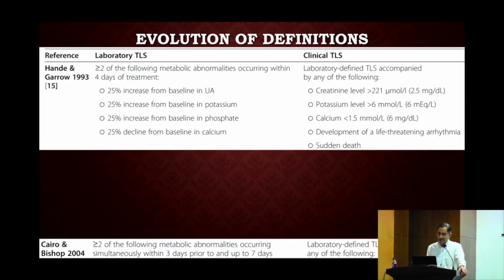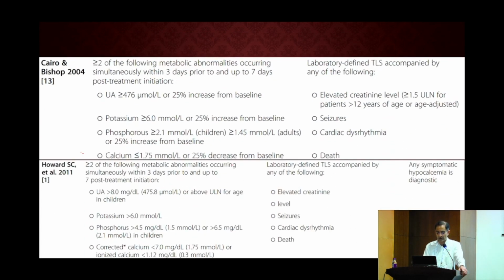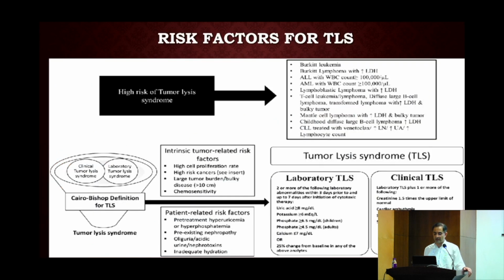But what I want you to understand is that the more recent definition is the one put out in 2011, which is what I want you to concentrate on. There you have an elevation of uric acid, potassium, phosphorus, and of course hypocalcemia, and if there are at least 2 of these abnormalities within 3 days before or 7 days after completion of the therapy, then you would suspect tumor lysis. So the definition is important. The timeline and at least 2 of the entities going wrong lead to the diagnosis of what we consider tumor lysis syndrome.